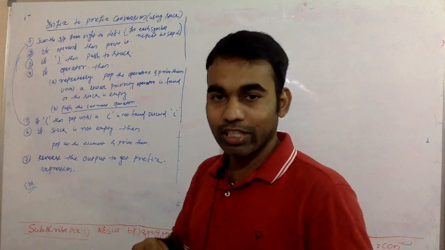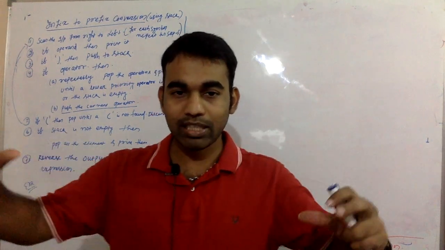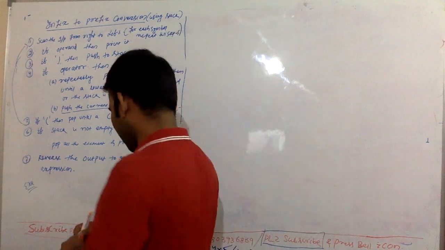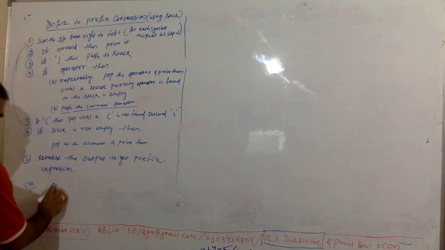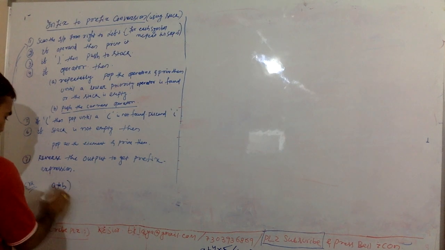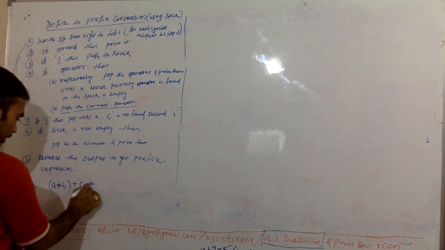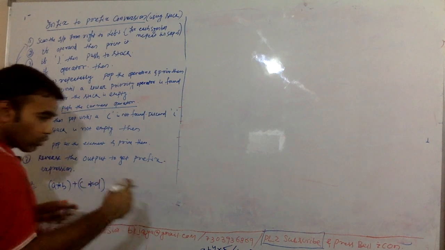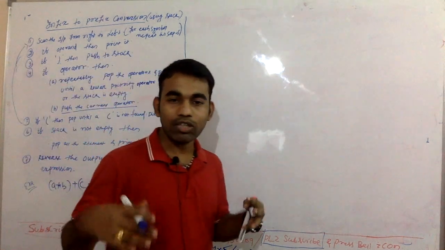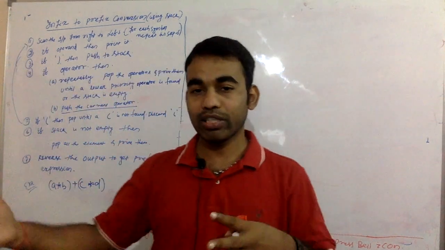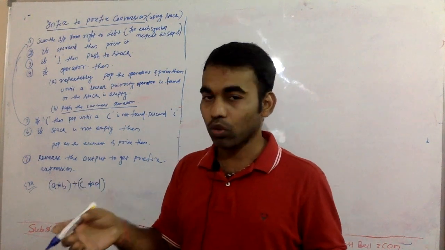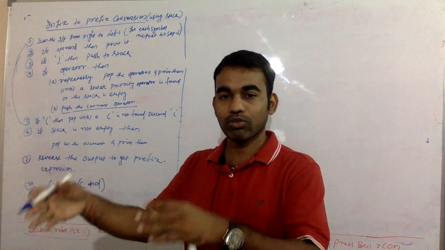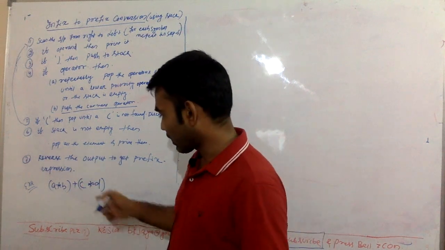So what is the concept behind this? Given an infix expression, we can take any infix expression. Let's take an example: A star B plus C star D. We also know how to convert infix to prefix, which we have already discussed, but without using any algorithm or stack. So how can we do that?